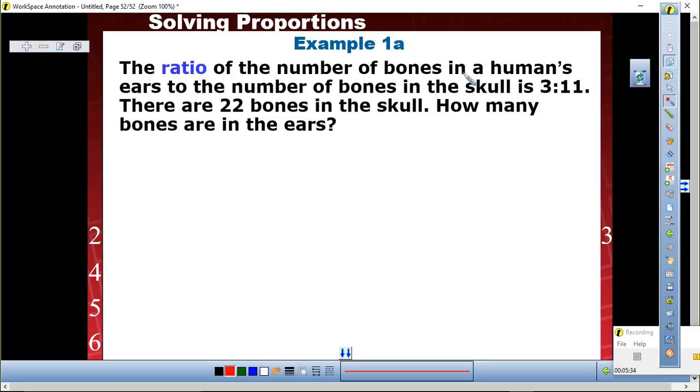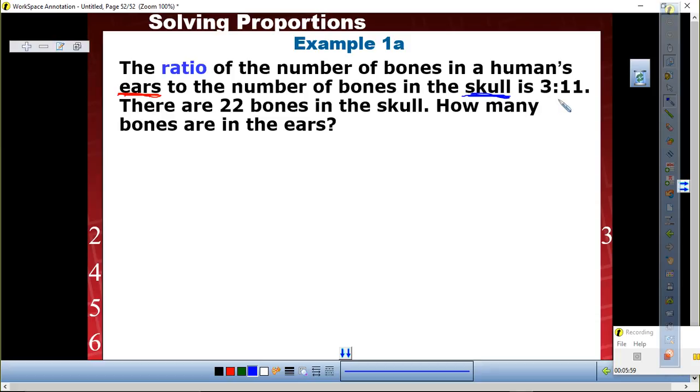It says, the ratio of numbers of bones in the human's ears to number of bones in the skull. How many different things are they talking about here? Two. Bones in the ears and bones in the skull. To differentiate one from the other, I'm going to underline the first one they mention in red, which is the ears, and the second one in blue, which is the bones in the skull. Why do I need to know that? Because with our ratio, 3 to 11, that tells me which number corresponds to which.